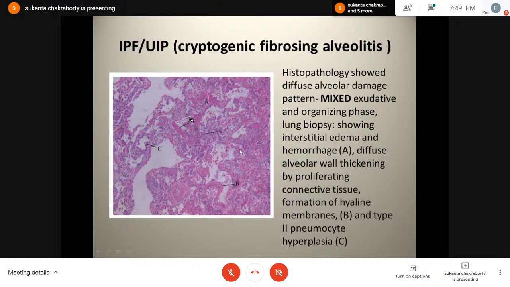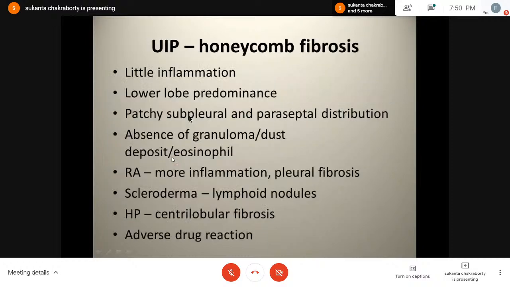And what is shown in this picture: interstitial edema and hemorrhage is there in A areas, and in B areas there is diffuse alveolar thickening and formation of hyaline membrane, and type 2 pneumocyte hyperplasia is there in C areas. All these things are mixed in at the same time in different parts of the biopsy.